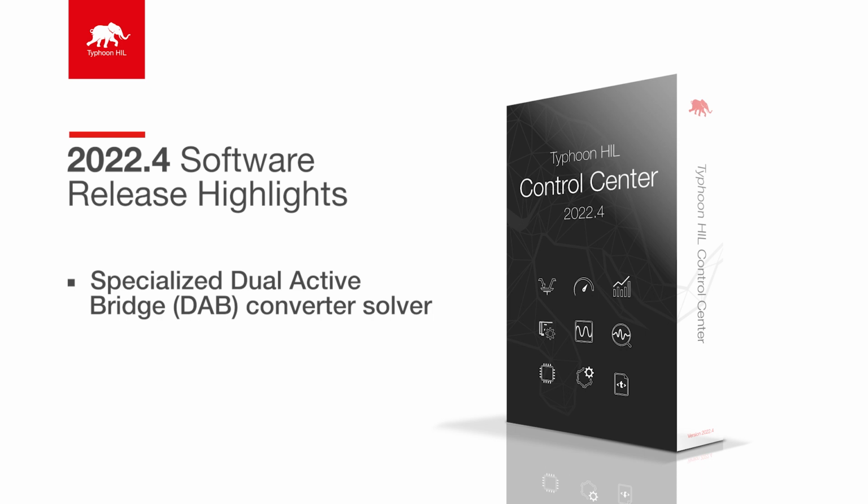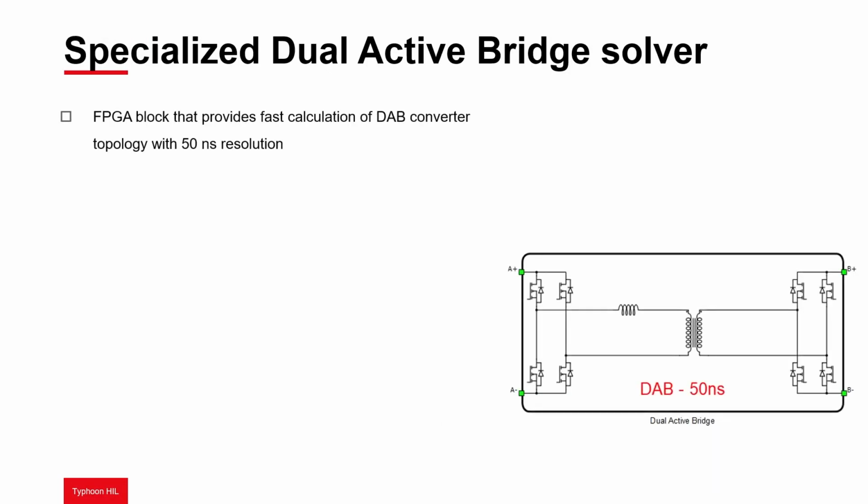In order to help meet the increasing demand for control testing for these applications, the 2022.4 Typhoon HIL Control Center software release includes a new dedicated FPGA block that provides fast calculations for dual-active bridge converters with a 50 nanosecond simulation time step. It is specially designed to fulfill the needs of high-frequency DC-DC charger applications.